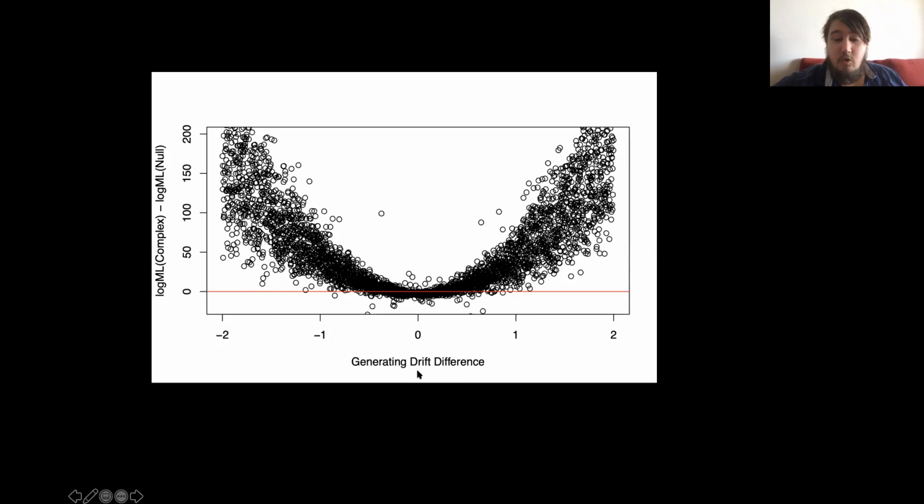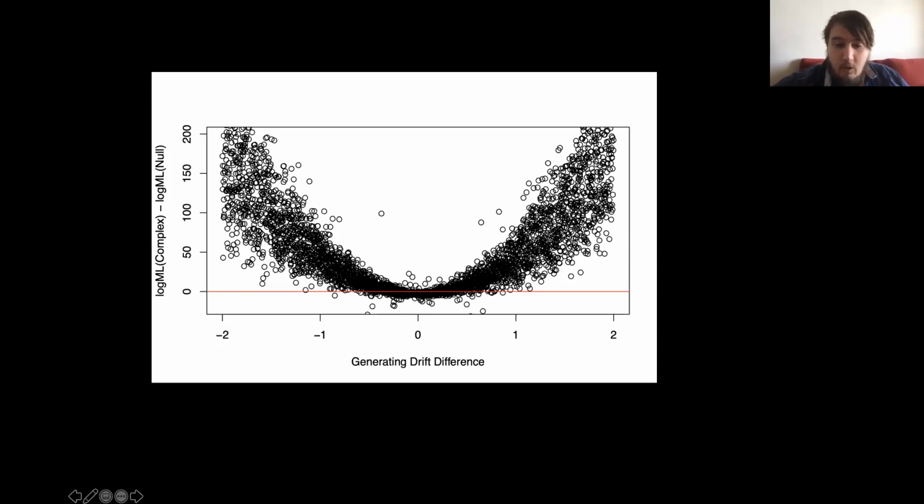Now, this is just looking at the VDIF difference. So the null model is VDIF is constant across conditions, and the alternate is VDIF differs across conditions. And this is kind of the ideal plot that we want to see if the model recovery is successful, right, on a large scale. What we want to see is that when the generating value is close to 0, we get evidence for the null.